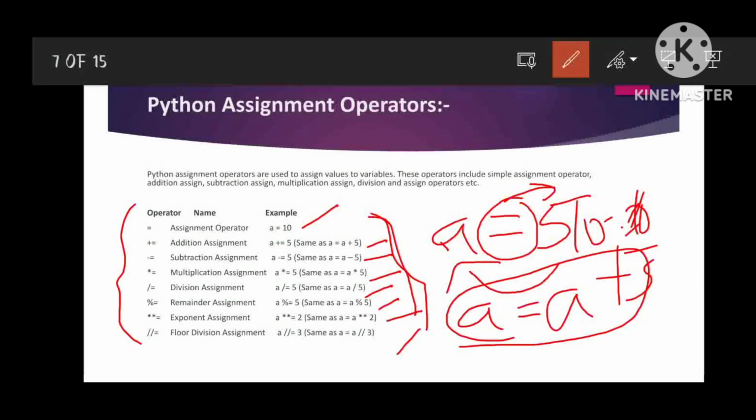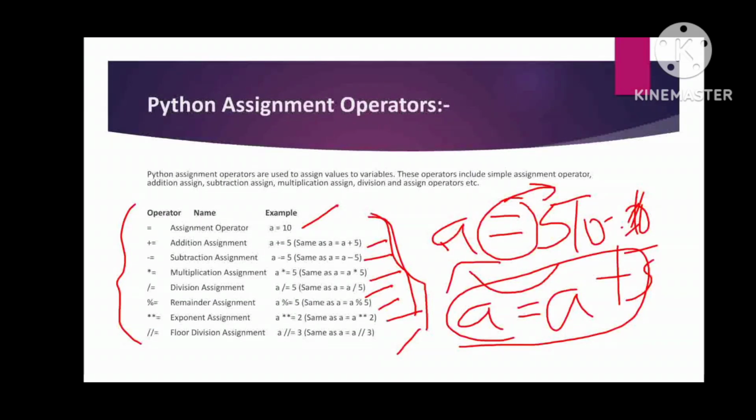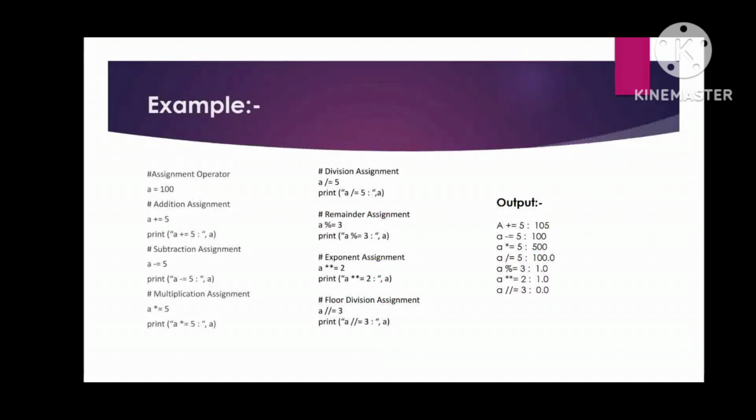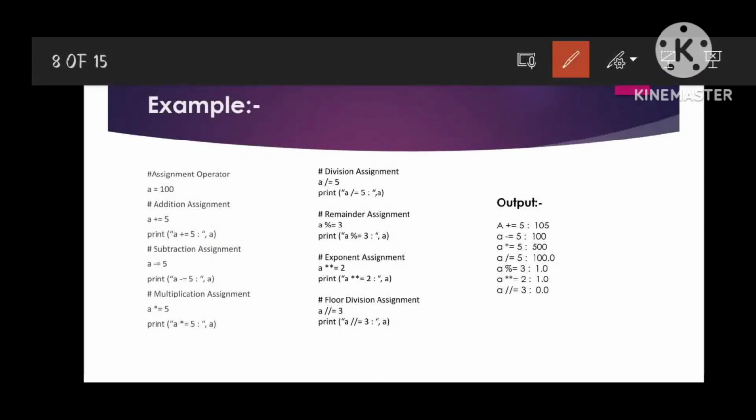Now we will see one example program on assignment operators. First of all, initially we are assuming a is equal to 100. For addition assignment, a plus is equal to 5 means a is equal to a plus 5. Initially we have a is equal to 100, that means 100 plus 5 is equal to 105. So it will print 105. Next, for subtraction assignment, a minus is equal to 5.